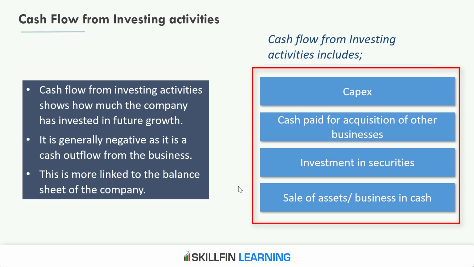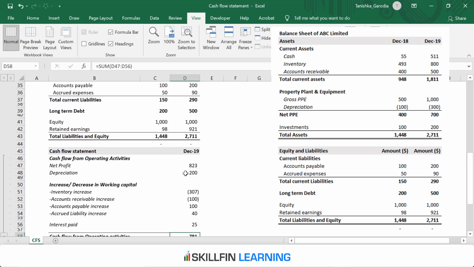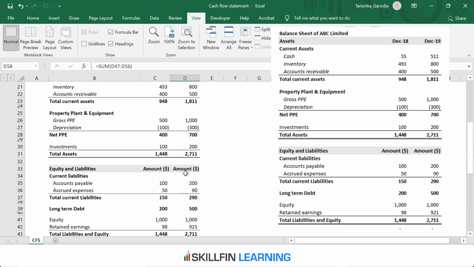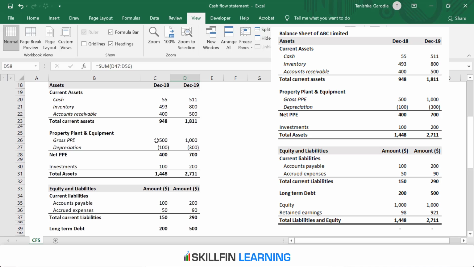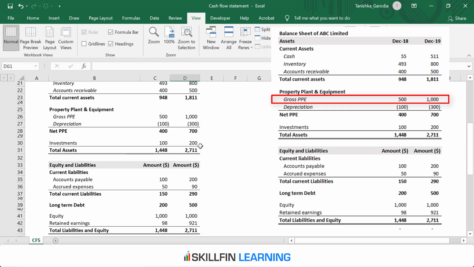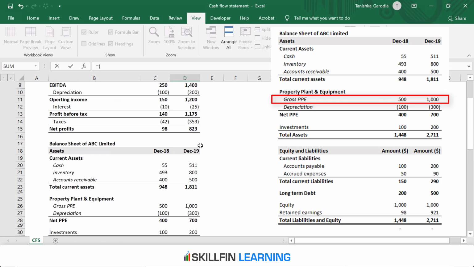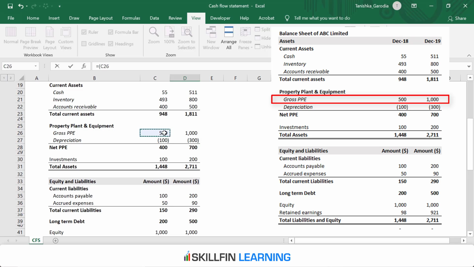So it will come as positive in cash flow from investing activities. Cash flow from investing activities are more linked to the balance sheet of the company. In our example, to calculate the investments, we look at the gross property, plant and equipment. The gross property, plant and equipment has increased from 500 to 1000. It is a cash outflow for the company of $500. So it's basically change in gross property, plant and equipment.